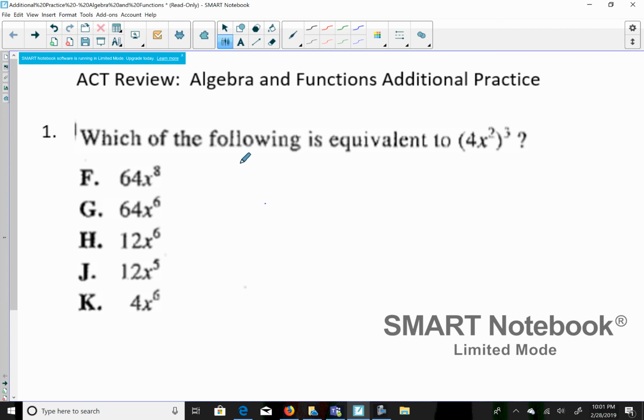Hi, this is Mrs. Ward, and today I'm going to be going over the Algebra and Functions additional practice for the ACT. So we're going to start with number 1.